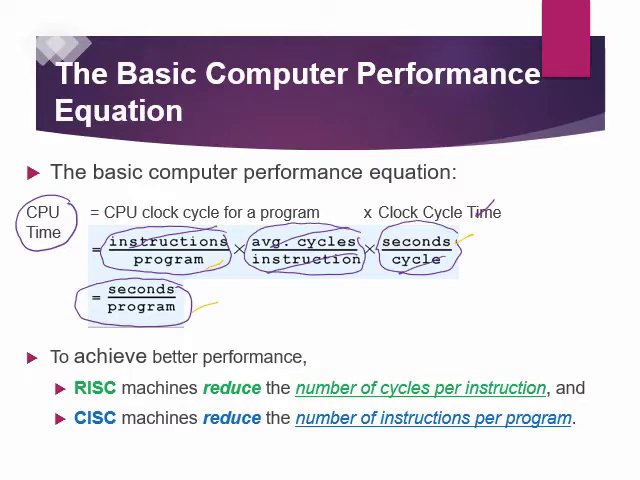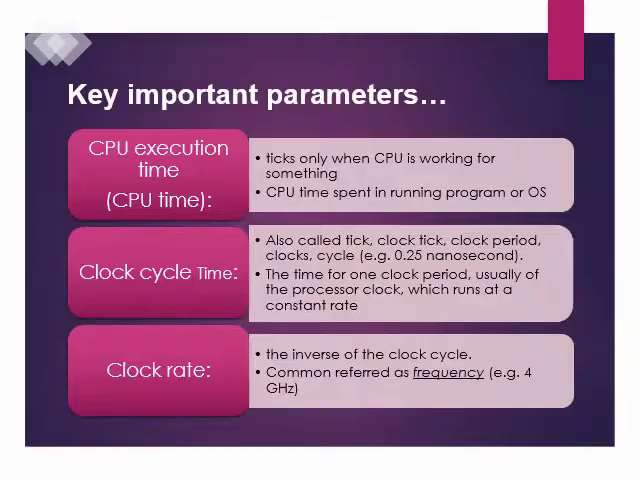To achieve better performance, for a reduced instruction set machine, you reduce the number of cycles per instruction, but for a complex instruction set, it actually reduces the number of instructions per program. The key important parameters, I've explained what CPU execution time is.